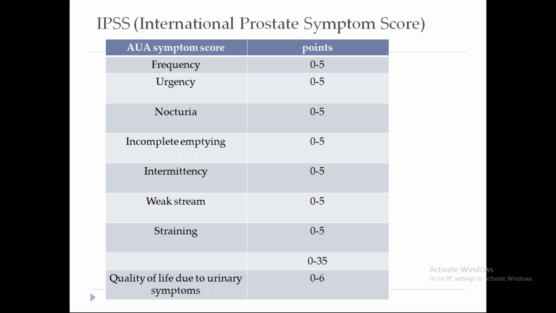Next is the IPSS score, that is the International Prostate Symptom Score. Under the American Urological Association Symptom Score, scores will be given regarding the symptoms. Frequency can be graded from 0 to 5 points, then urgency, nocturia, incomplete emptying, intermittency, weak stream, straining, and quality of life due to urinary symptoms. So these are given points and the score is calculated.